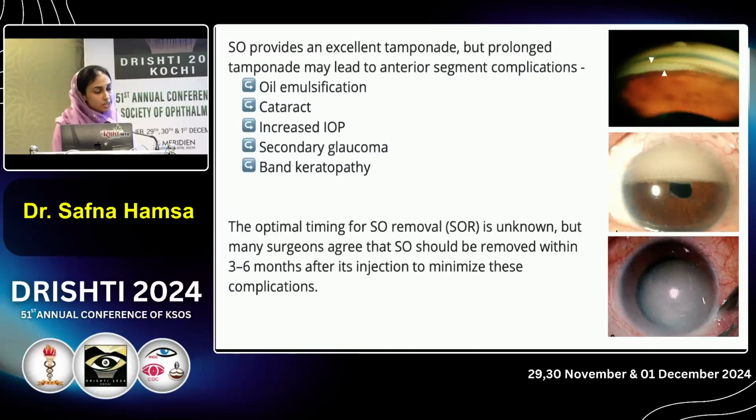It provides an excellent tamponade, but prolonged duration of the tamponade may lead to anterior segment complications like oil emulsification, cataract, secondary glaucoma, and so on. So the optimal timing for silicone oil removal is unknown, but many surgeons agree that silicone oil should be removed within 3 to 6 months of its injection to minimize these complications.